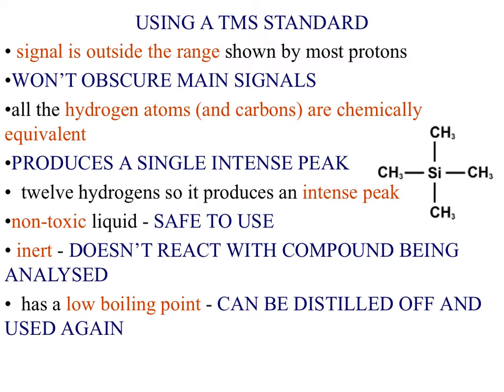Now we can deal with carbon-13 NMR, but we're not going to. We're going to concentrate on the hydrogen atoms. Now chemically equivalent means that they are joined to exactly the same thing. They're in exactly the same chemical environment. And if we pop into brackets, like I said, that's the reason that it produces a single intense peak. Our third reason then, there are 12 of these hydrogens, again another reason why it produces an intense peak.